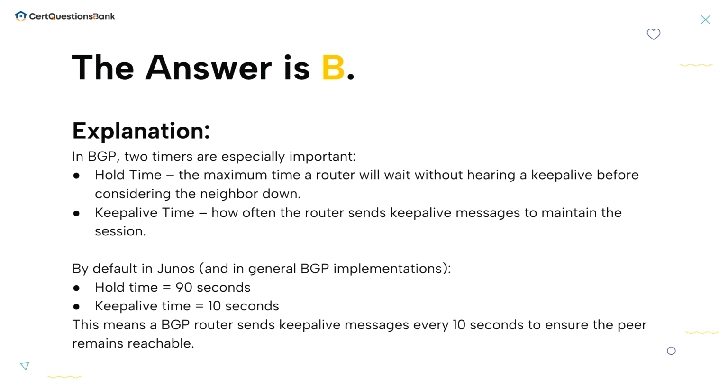In BGP, two timers are especially important. Hold time: the maximum time a router will wait without hearing a keepalive before considering the neighbor down. Keepalive time: how often the router sends keepalive messages to maintain the session. By default in Junos, and in general BGP implementations, hold time equals 90 seconds. Keepalive time equals 10 seconds. This means a BGP router sends keepalive messages every 10 seconds to ensure the peer remains reachable.